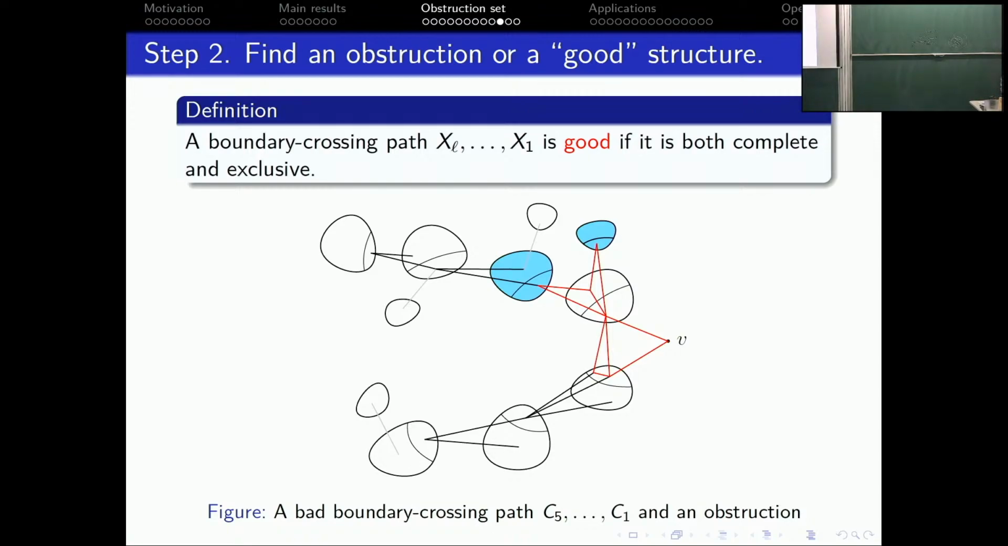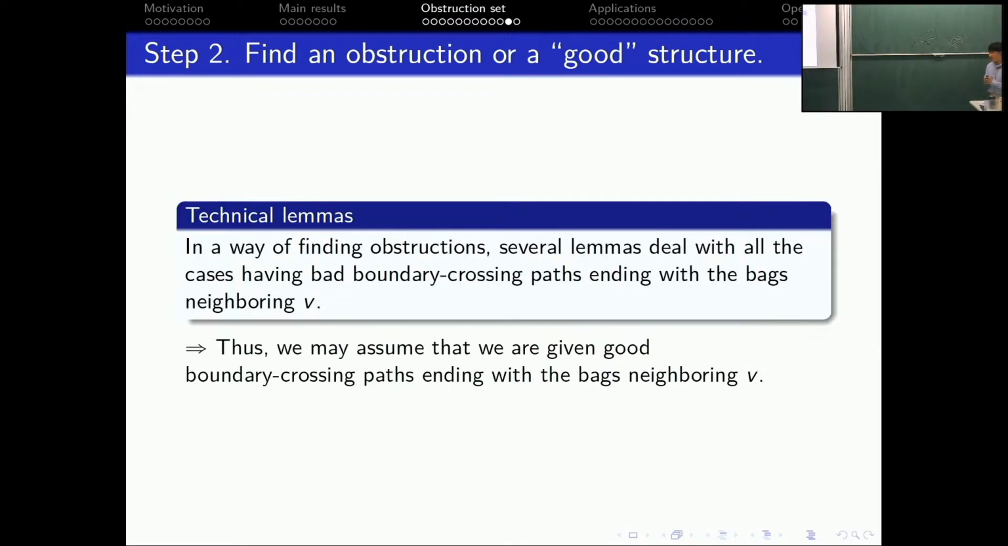So if we find some bad boundary crossing paths, then we can find an obstruction, and we show by some lemmas that if we find some bad boundary crossing paths ending with the vertex V's neighbor, then we can always find some obstructions. So what it means is that we may assume that we are always given a good boundary crossing path ending with the neighbor of V. This is the end of step 2.